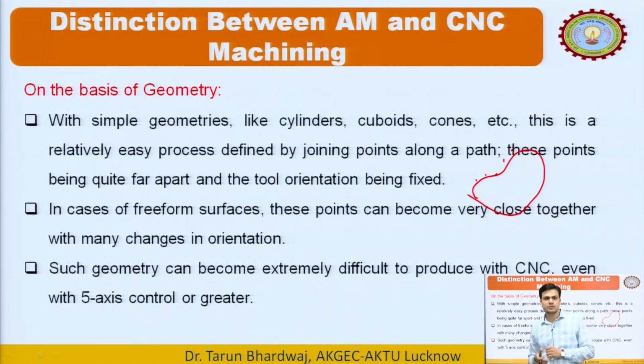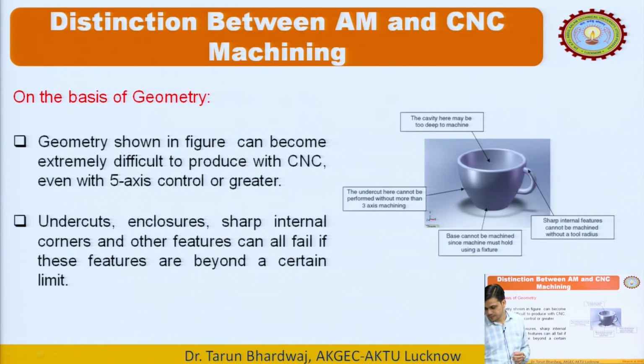ओके, तो such geometry can be extremely difficult to produce with the CNC, even with the 5-axis control or greater. Now, if we just talk on the basis of the geometry, you can just see in this geometry that it is very difficult to produce with CNC even with the 5-axis control or greater. As you can see in this diagram, the cavity here may be too deep to machine. So it is quite difficult for a tool to go over there and machine that particular surface.